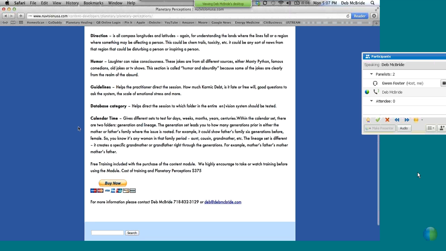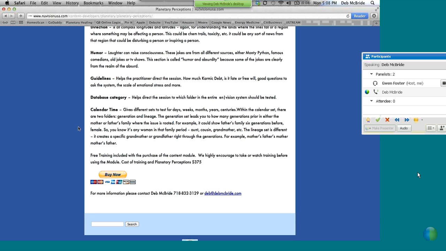The lineage set is different from the generation set. This is calling up a specific grandmother or grandfather right through the generations. And this one gets a little confusing when reading it, but it's sort of the only way to be specific about that. Mother's father's mother's mother's father is one example. It's a bit of a tongue twister, but it actually serves a good purpose in telling the information about the history of the family.